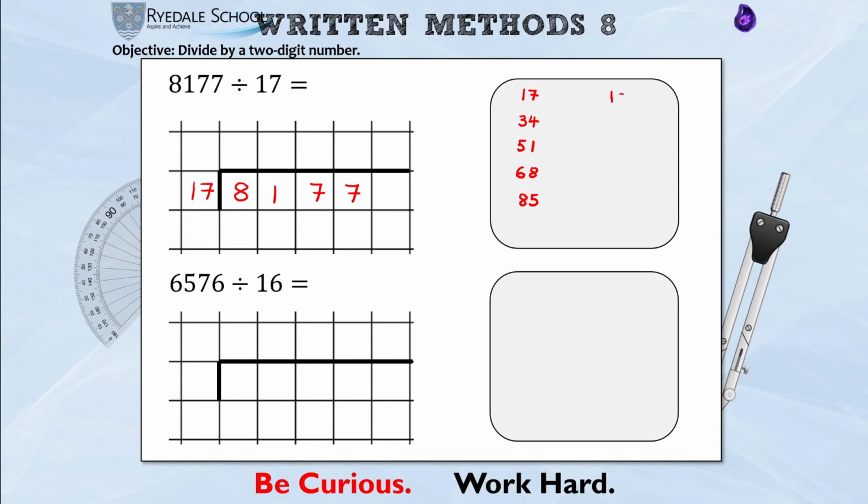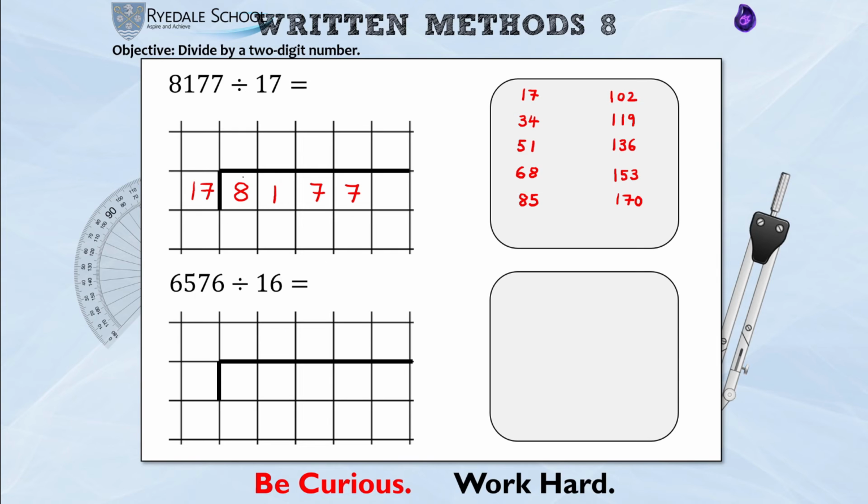Add another 17, 102. Add another 17, 119. 17 more would be 136. A further 17 is 153. And look, I've finished at 170, which is what I wanted.